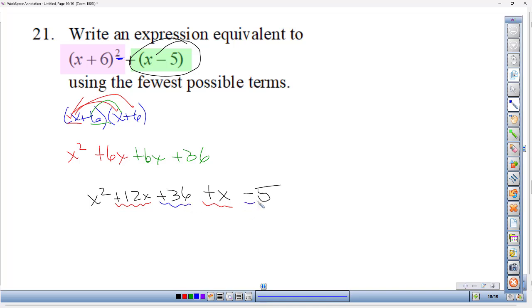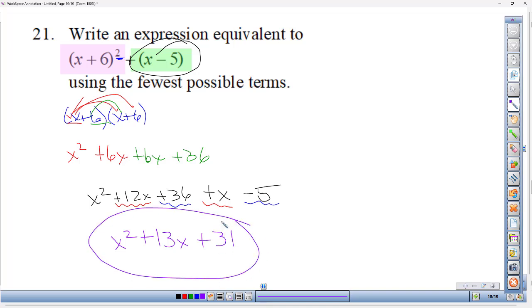Anyway. All right, and also this plus 36 and this negative 5 go together. Do you notice nothing's an x squared? So maybe I'll just bring that down. The x squared stays, but how about the 12x and another x? That would make 13x. And how about positive 36 minus 5? That would come out to be positive 31. And that right there would be the answer to this problem, right? They make it sound a little crazy with like equivalent and fewest possible terms.